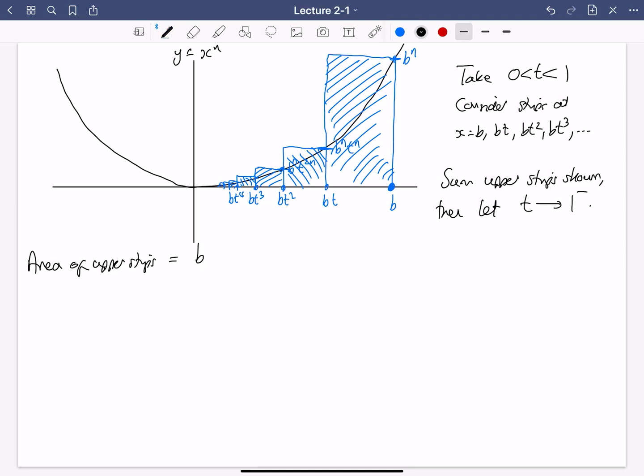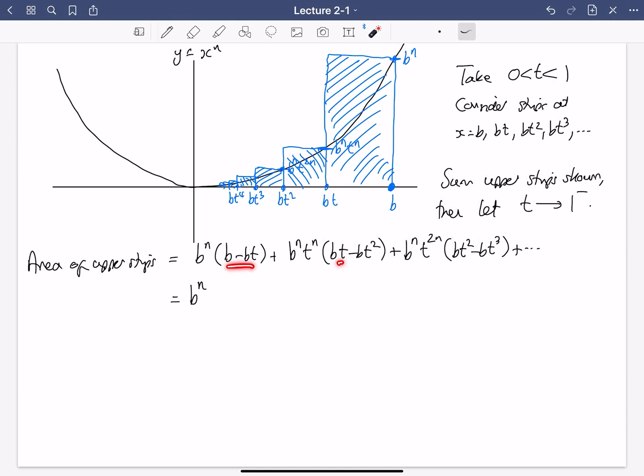So what's the rightmost strip? Its height is b to the n, and its width is the difference in the x coordinates, b and bt. And then the next strip along, the second from the right, its height is b to the n, t to the n, and its width is bt minus bt squared. Then the next strip is height b to the n, t to the 2n, and its width is bt squared minus bt cubed, and so on. It's an infinite sum because there's going to be infinitely many of these strips. So what is that? Let me see. Everything's got a b to the n.